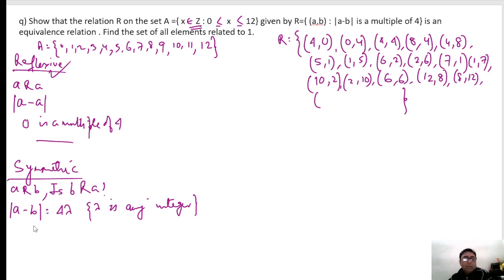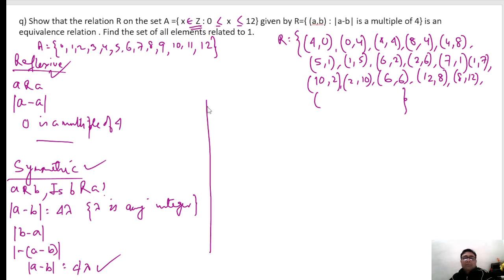Now BRA, that means I will write B minus A. That means it is minus of A minus B. That means it is mod of A minus B, which is again 4 lambda. That means BRA is also valid. So symmetric is valid. BRA is also a multiple of 4. Now let's check for the transitive.